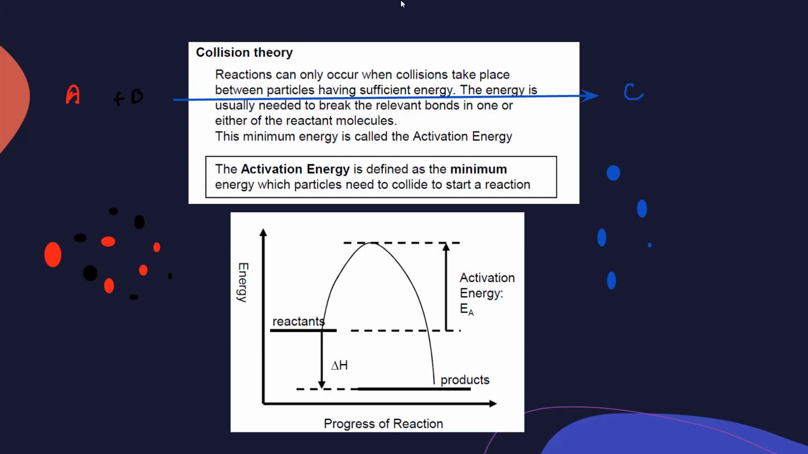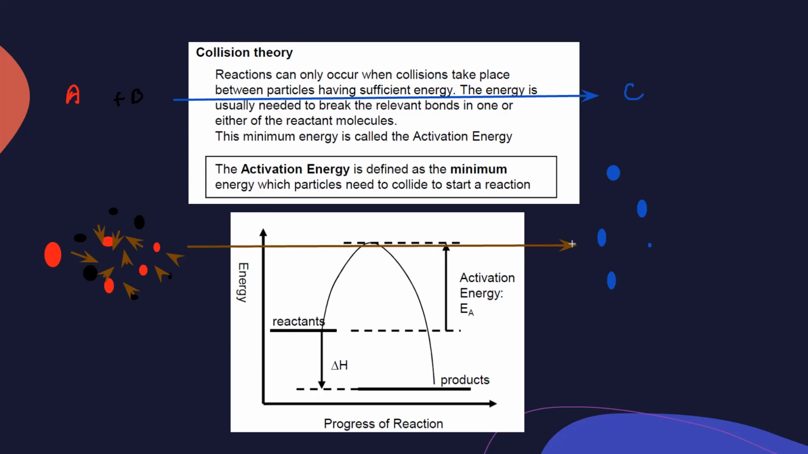Basically, the particles are moving. As the particles are moving, they collide with each other. As a result of the collision, as these particles are hitting each other, they will form a product. So this leads to a formation of a product.